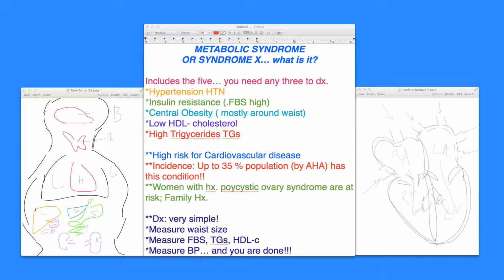Diagnosis is very simple. Quickly, I just want to tell you. All you have to do is pick up your measuring tape and measure the patient's waist size. Do a fasting blood sugar, triglycerides, and HDL-C as fasting. So you have now waist size, fasting sugar, triglycerides, and HDL-C, and then have somebody check your blood pressure or do your blood pressure yourself. And you have the diagnosis. Okay? So you need 3 out of these 5 to be abnormal to have metabolic syndrome or syndrome X.